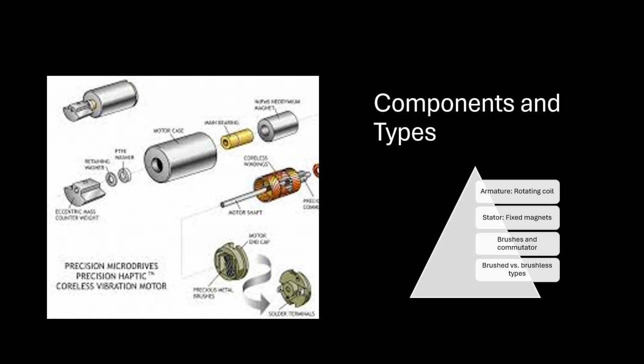For higher power applications, we have separately excited, series, shunt, and compound DC motors. For instance, series motors offer very high starting torque and are commonly used in traction applications, while shunt motors offer much better speed regulation, making them suitable for constant speed industrial applications.